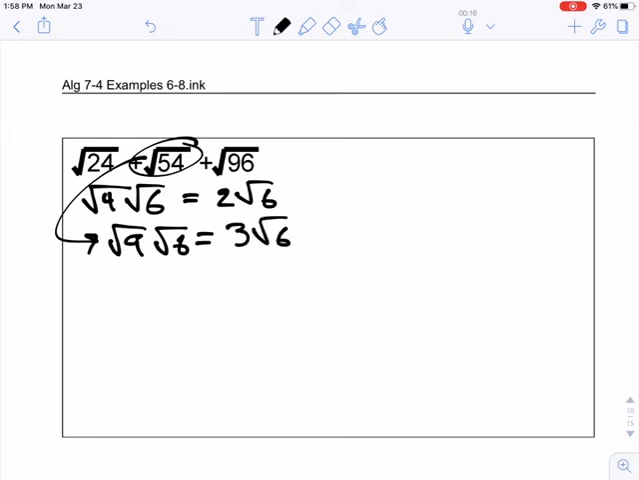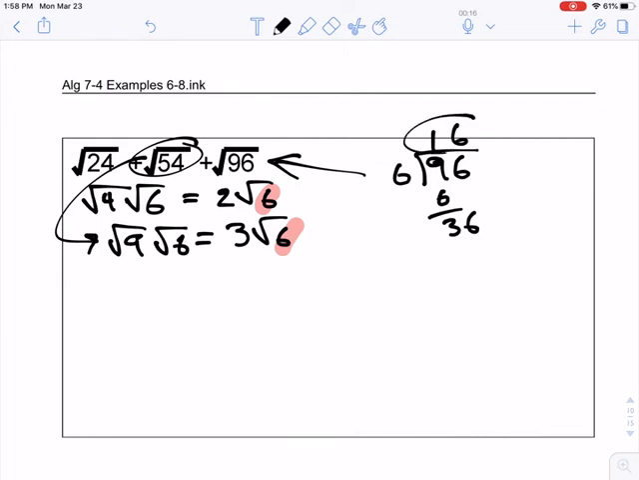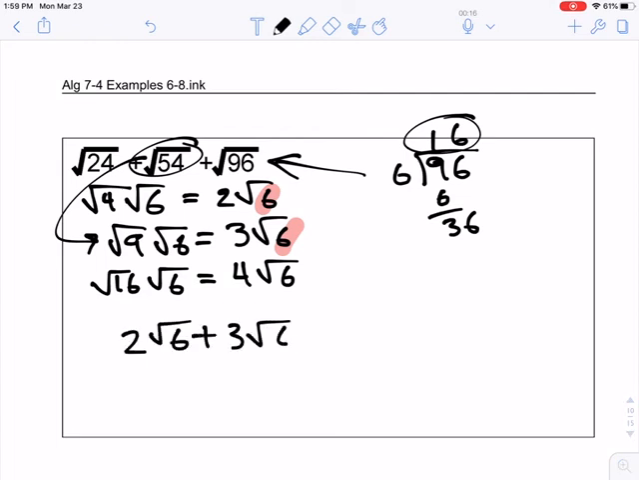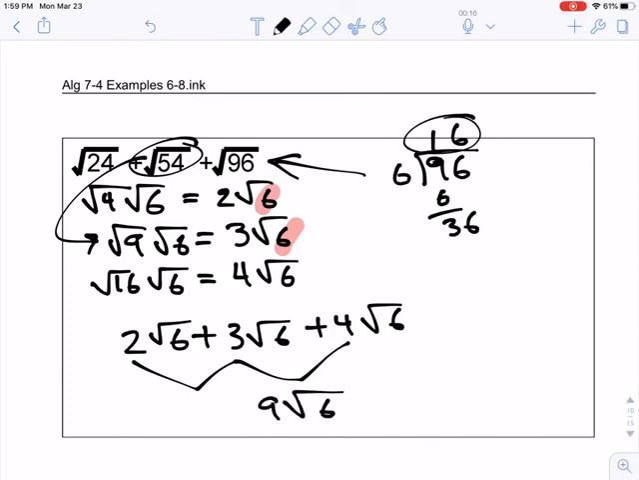Then I'm going to do the same thing I did in that last example, where I'm noticing that I'm finishing up with square roots of 6. So I'm going to try dividing this by 6 and see what I get. If I go 96 divided by 6, you get 16. That's good because 16 is a square number. The square root of 16 is 4, so 4 times the square root of 6. So we're good to go. Add them all up. You get 2 plus 3 plus 4, which gives you 5 plus 4 is 9 times the square root of 6.